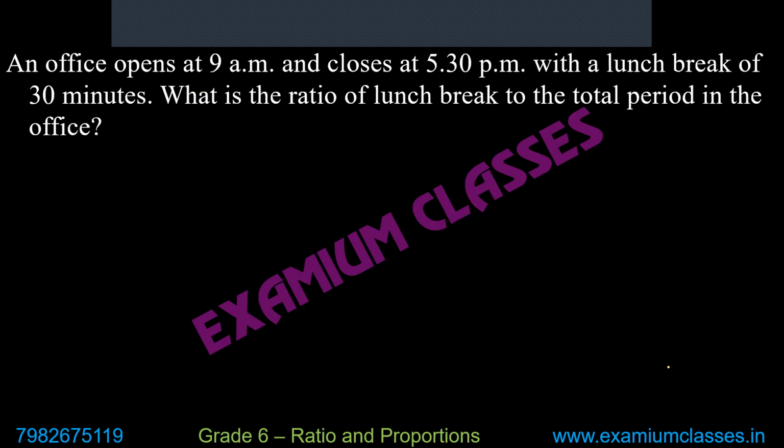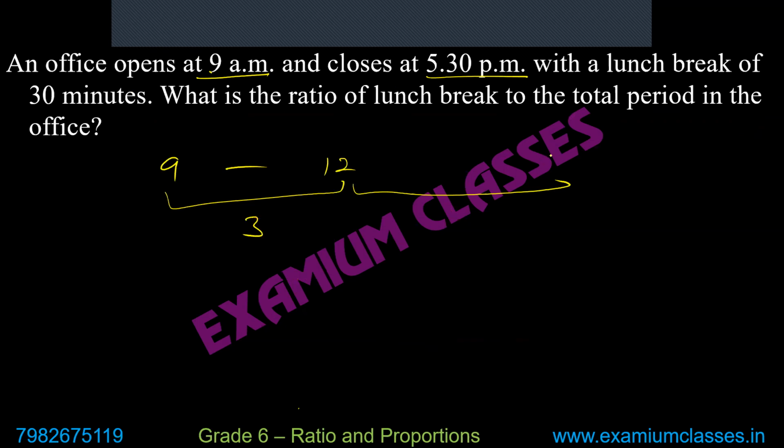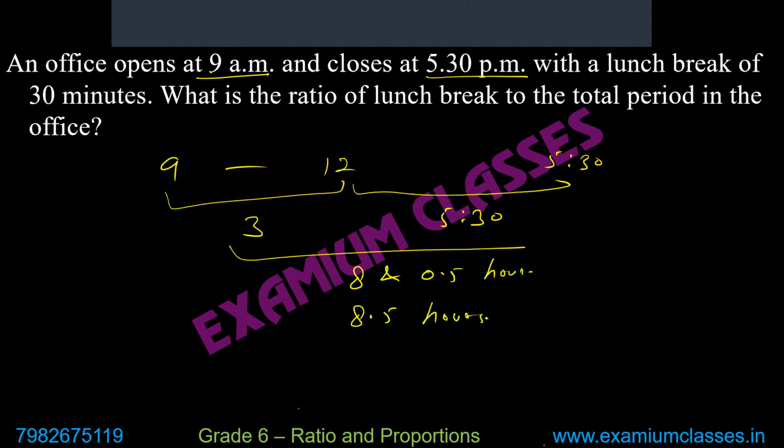Next one. An office opens at 9 a.m. and closes at 5:30 p.m. with a lunch break of 30 minutes. What is the ratio of the lunch break to the total period in the office? What is the total period? 9 a.m. to 5:30. So 9 to 12 p.m. it will be 3 hours. Then 12 to 5:30 it will be 5.5 hours. So total it will be 8.5 hours.